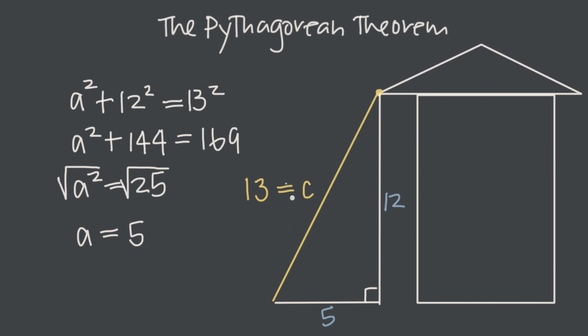So it doesn't matter which two sides of the triangle you have. You could have 5 and 12, you could have 12 and 13, or you could have 13 and 5. If you just plug them in to the correct places in the Pythagorean theorem formula, you'll always be able to solve for the length of the third side.